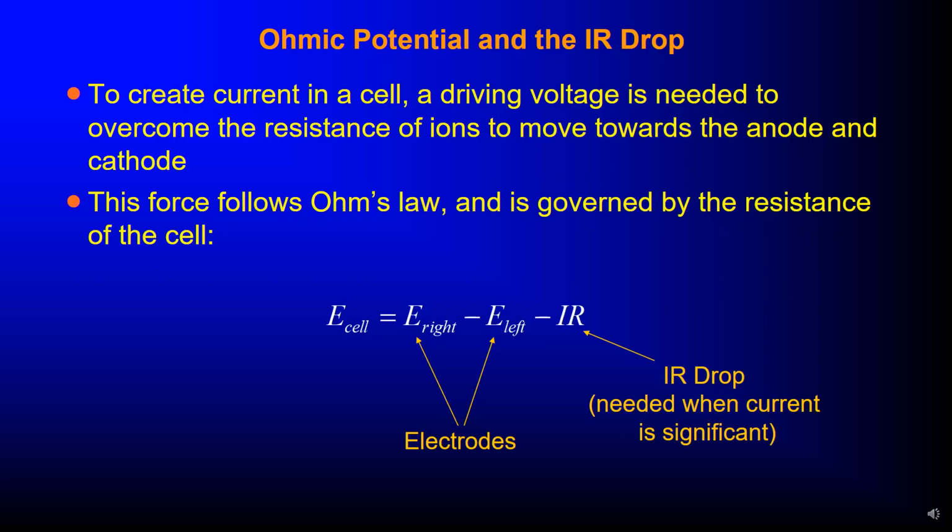So we have what we call ohmic potential and the IR drop. To create current in a cell, a driving voltage is needed to overcome the resistance of ions to move towards the anode and cathode. This force follows Ohm's law and is governed by the resistance of the cell, as you can see there.